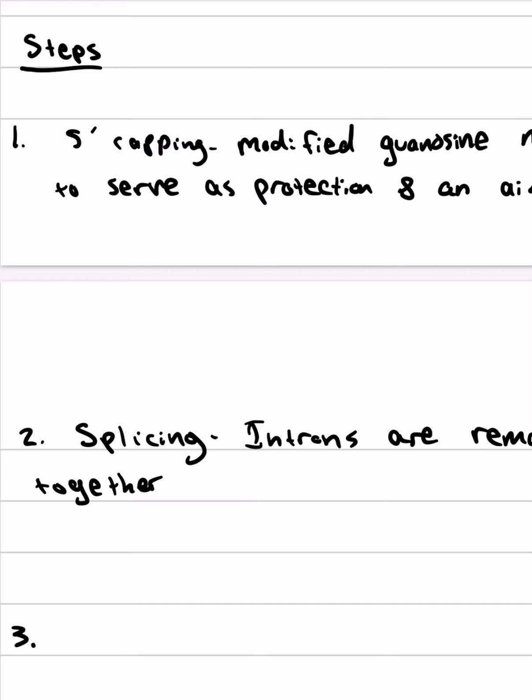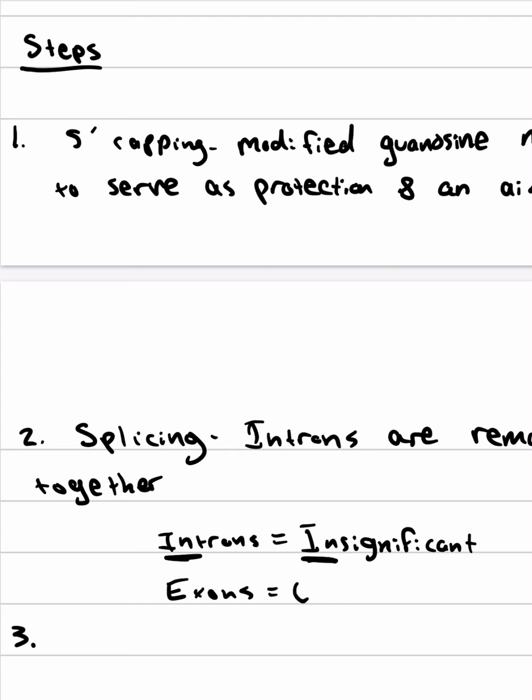An easy way to recall that introns are non-coding and exons are encoding is: introns are insignificant. Just remember insignificant and introns, and exons encode for proteins. E for exons, E for encode.